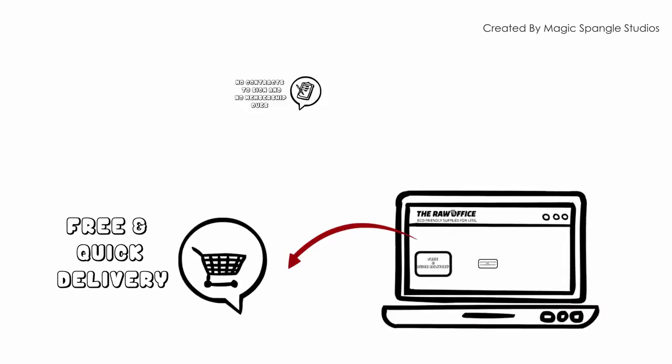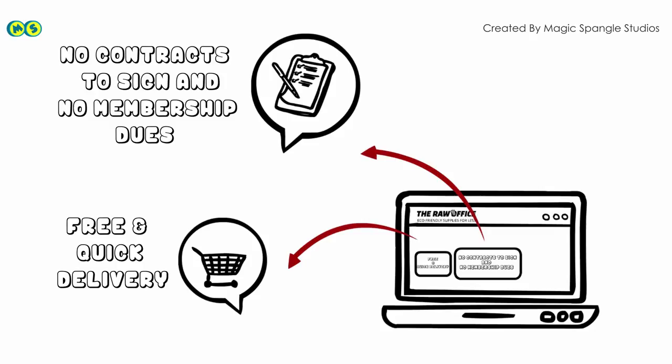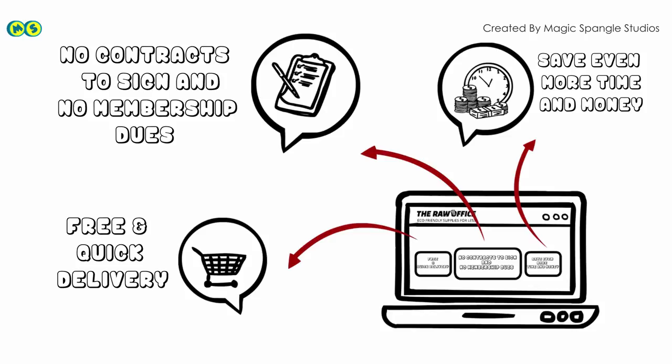The Raw Office provides an easy online ordering interface and free and quick delivery. No contracts to sign and no membership dues. Enroll in our auto ship and bundling options and save even more time and money.